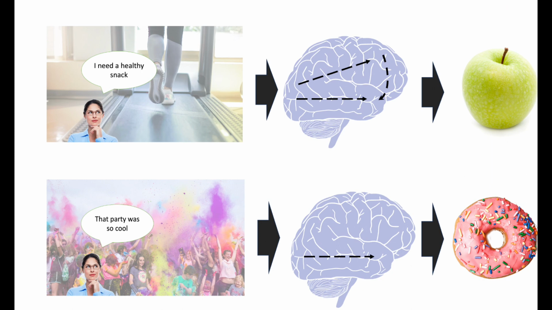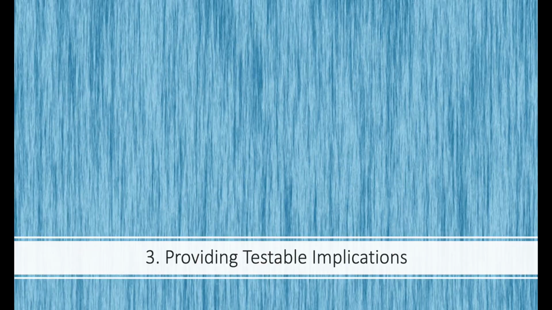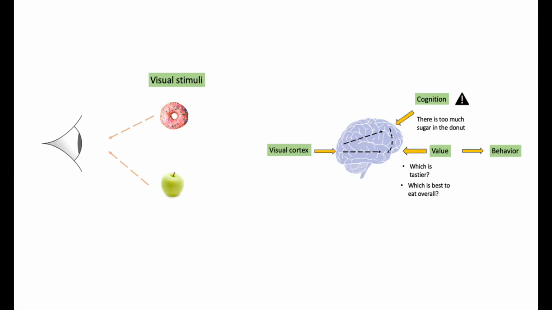Now, let's move on to the third advantage of neuroeconomic theory, providing testable implications. Neuroeconomic theory doesn't stop at understanding brain mechanisms. It goes further by building models that can explain and predict behaviors based on evidence from brain activity. Think of it like this.